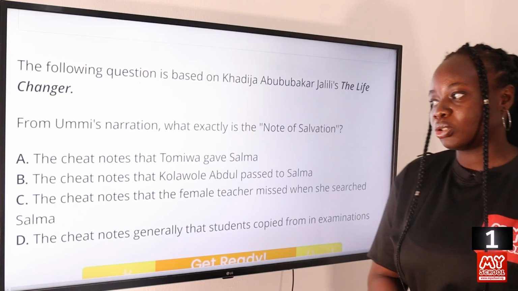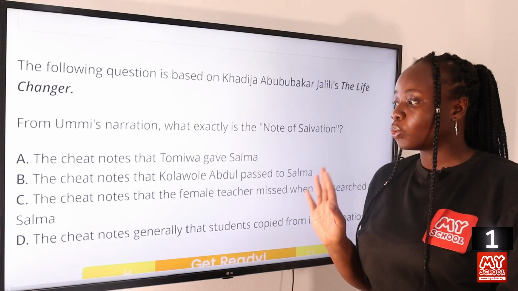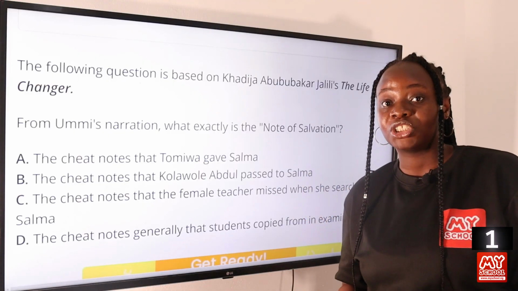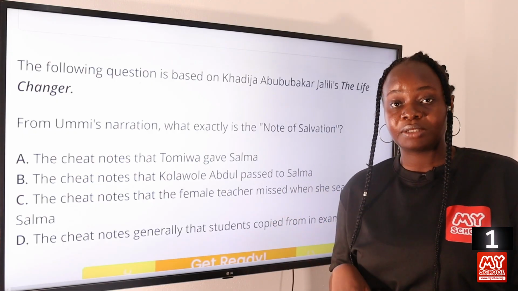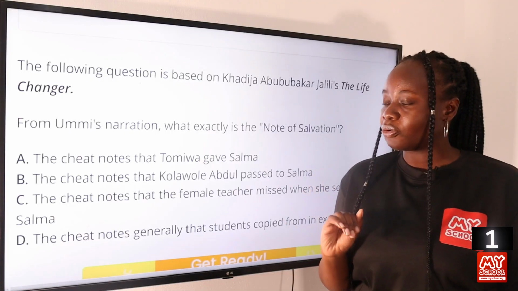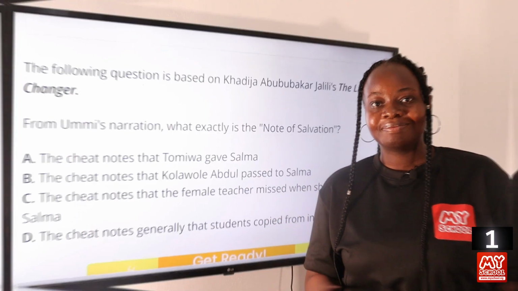So the answer to this question is option B, the cheat note that Kolawole Abdul passed to Salma. We can find this on page 52 of the novel, where Salma was writing a final exam and she did not know what to write. So she asked Kolawole Abdul, a sick partner, to write down some answers and pass it to her. This is what they refer to as the note of salvation. So the answer to this question is option B.